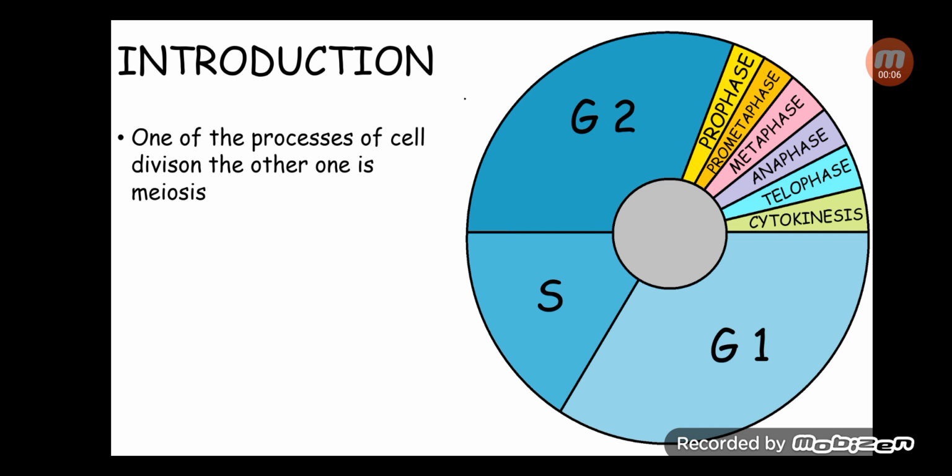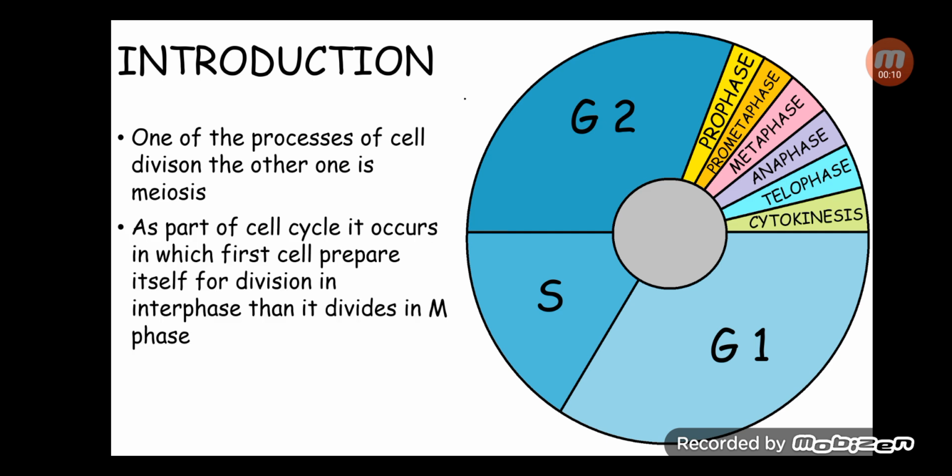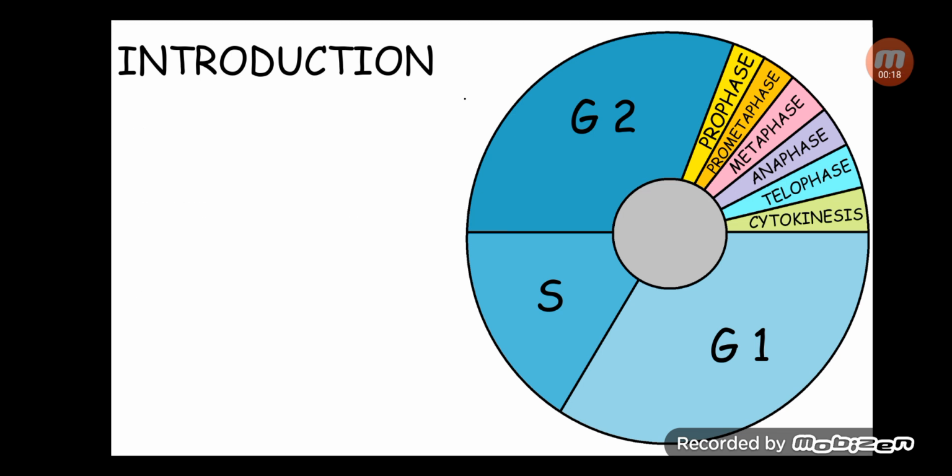Let's start the topic with introduction. Mitosis is one of the processes of cell division, the other is meiosis. It occurs as a part of the cell cycle where the cell prepares itself for division during interphase, then it divides itself during M phase. Let's understand the cell cycle in pattern.